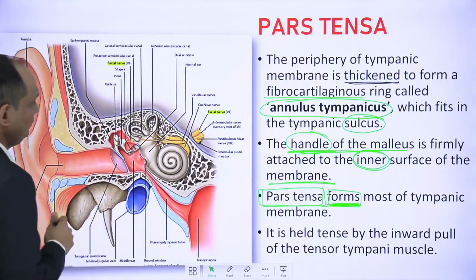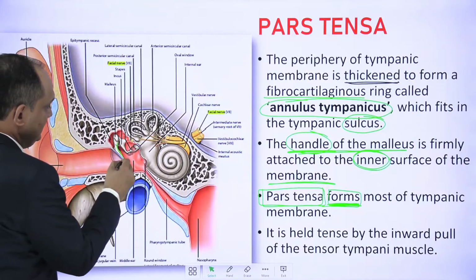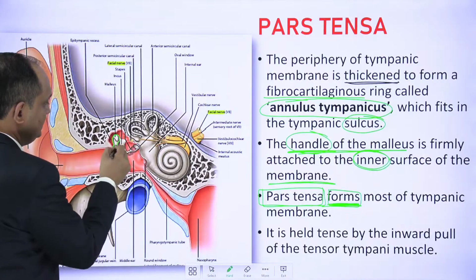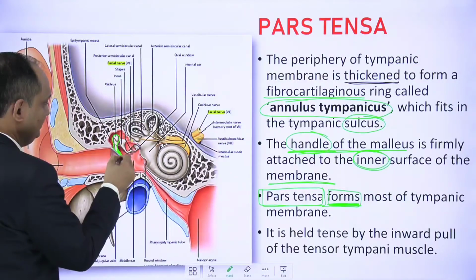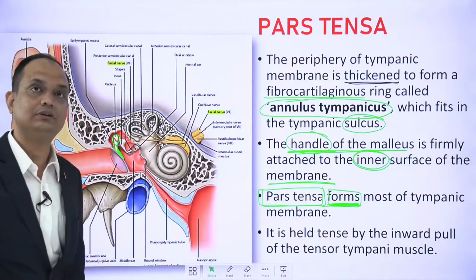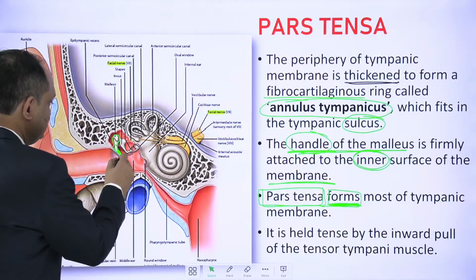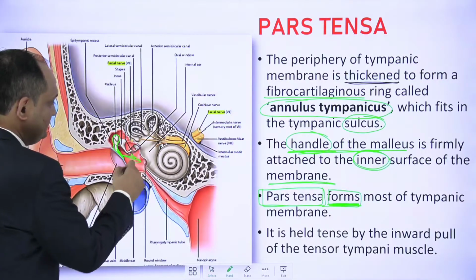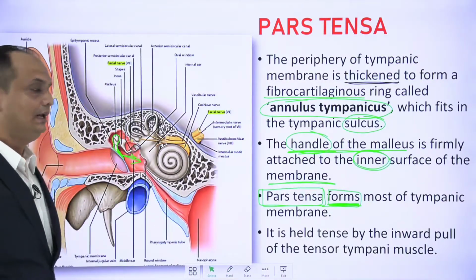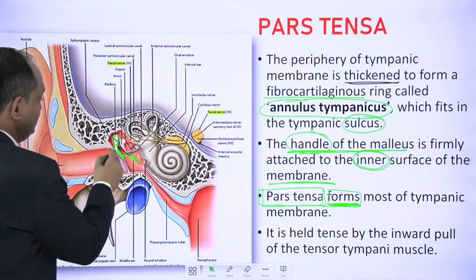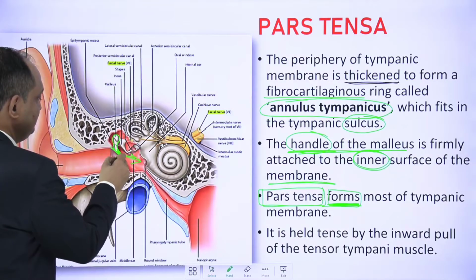Now, in this diagram you can see that this is the malleus bone. This lower part is known as the handle of malleus. This handle is attached on the inner side of the tympanic membrane, and it is pulled by the muscle known as tensor tympani, and that pull is responsible for creating tension in this membrane.